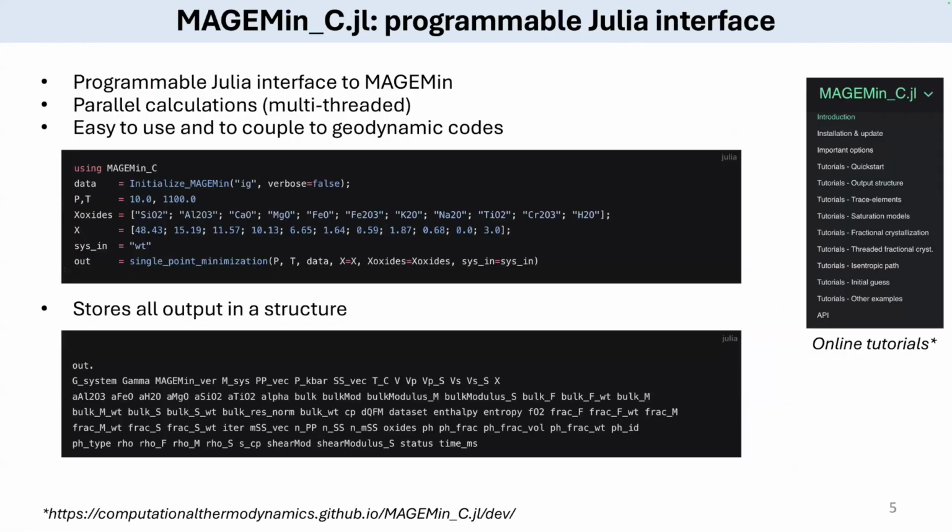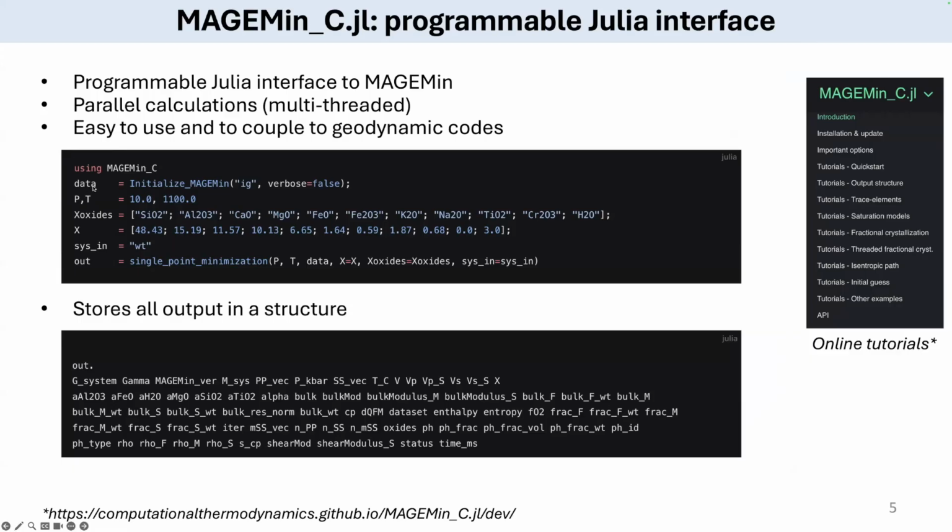Just as a quick introduction on MAGEMin C, which is the Julia interface, just to show you how it works. MAGEMin C is the programmable Julia interface to MAGEMin, and it allows you to do parallel calculation using multi-threading. It's quite easy to use and to couple with geodynamic codes. For example, here, as soon as you have Julia installed, you can add a new package. And here you have an example on how to perform a single point phase equilibrium calculation.